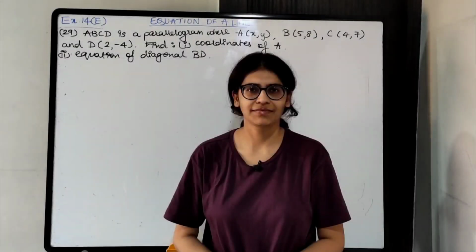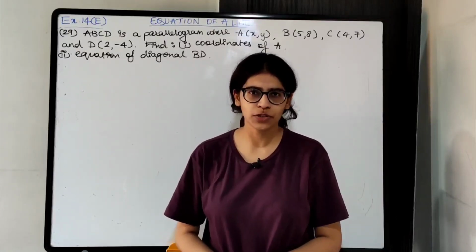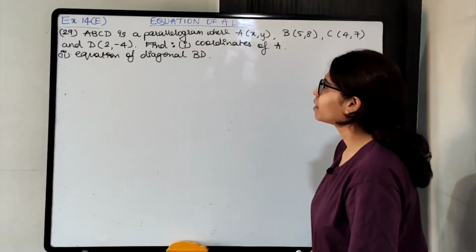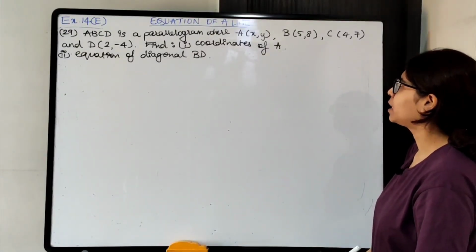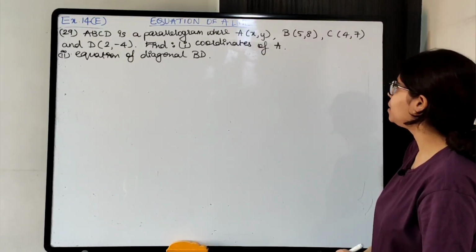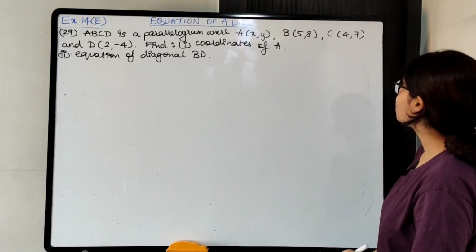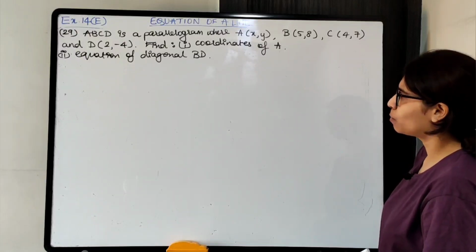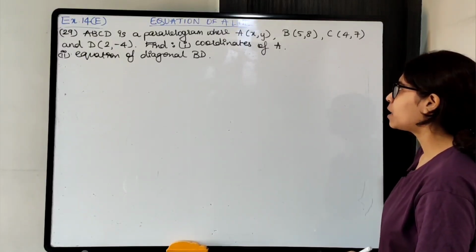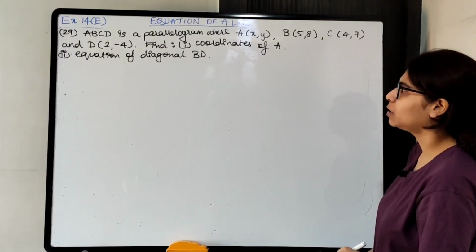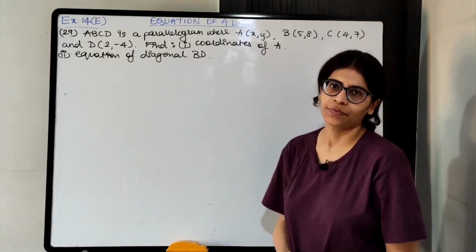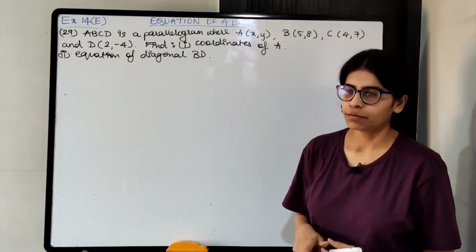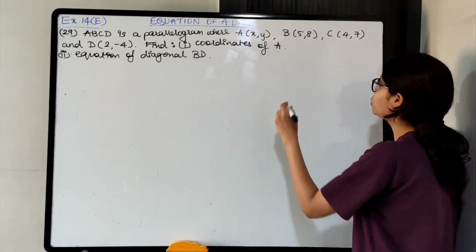Okay, let's read the next question. Question number 29. ABCD is a parallelogram where A is x comma y, B is 5,8, C is 4,7 and D is 2, -4. Find first part the coordinates of A, second part the equation of diagonal BD. ABCD is a parallelogram, so draw a parallelogram.